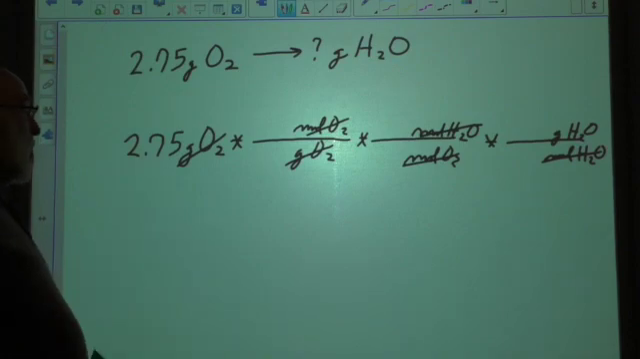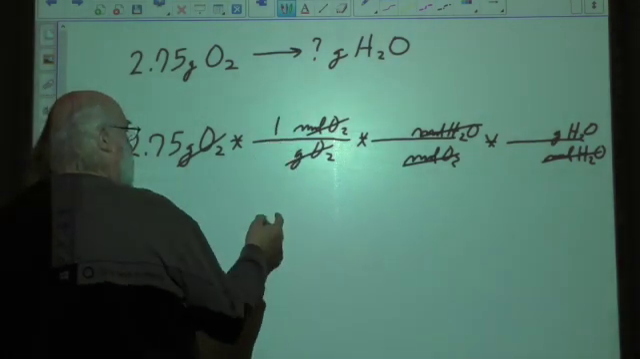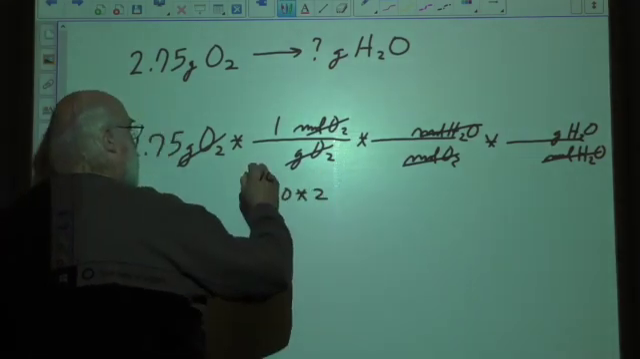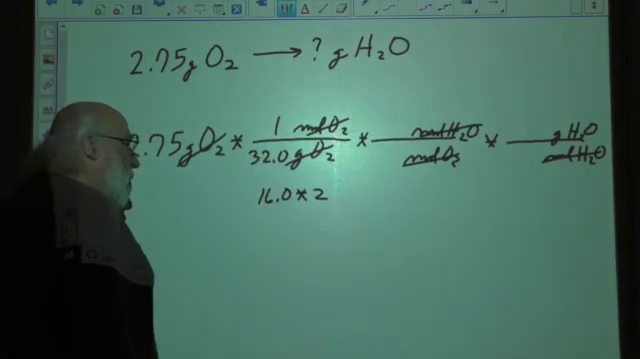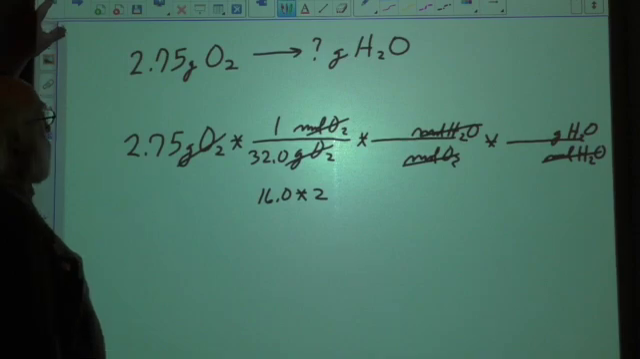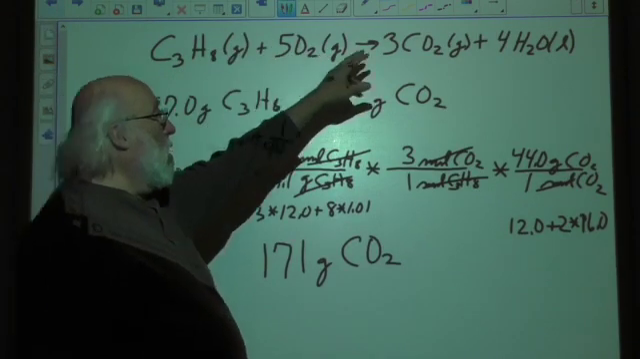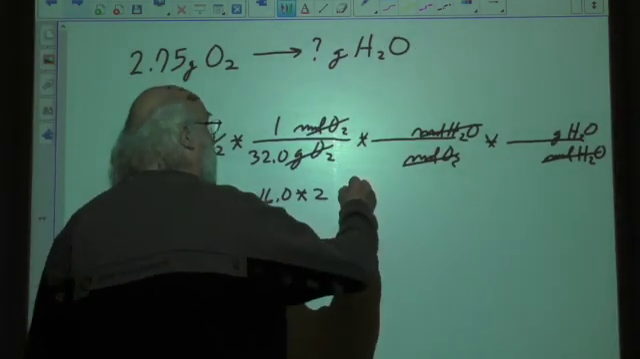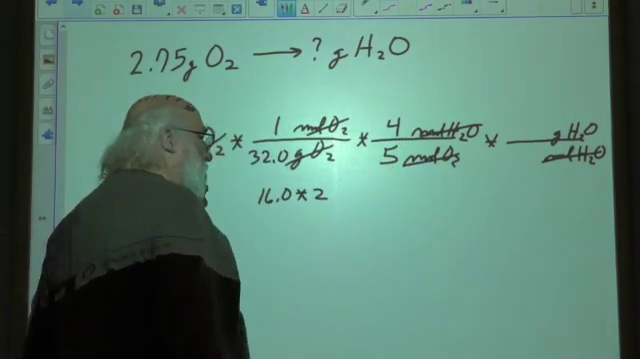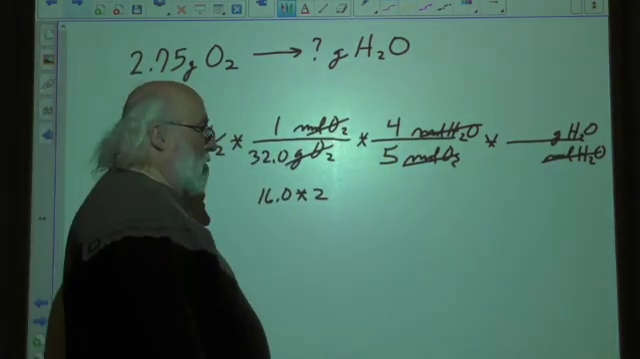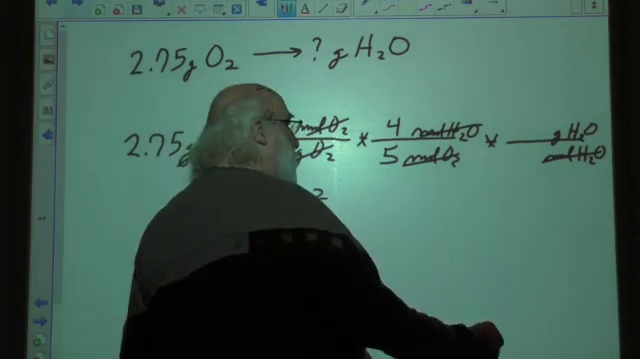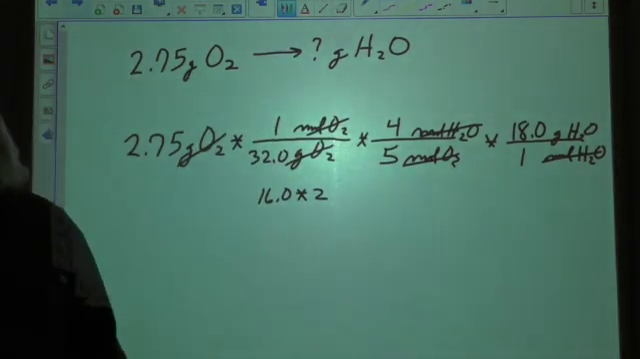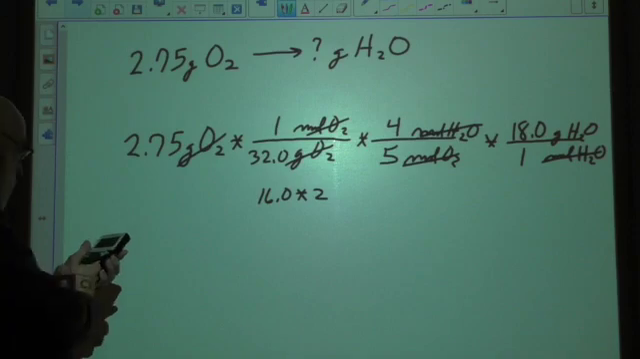So now we put in the numbers. We have 1 mole of oxygen. Oxygen is 16.0, but we have 2 atoms for every 1 mole, 1 molecule, so that's 32.0 grams. We go to the equation for the water and the oxygen. The water has a 4 in front of it, the oxygen has a 5 in front of it. So 4 in front of the water, 5 in front of the oxygen. And then, as we've done a bajillion times with water, when we did hydrates, we know that 1 mole of water is 18.0 grams.